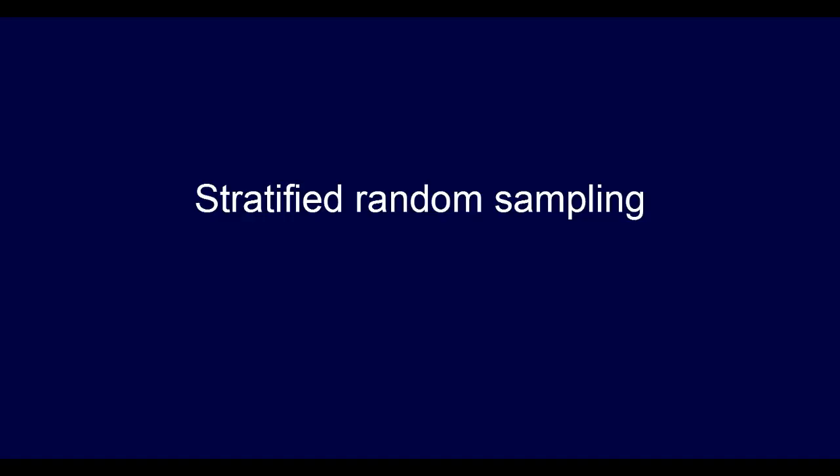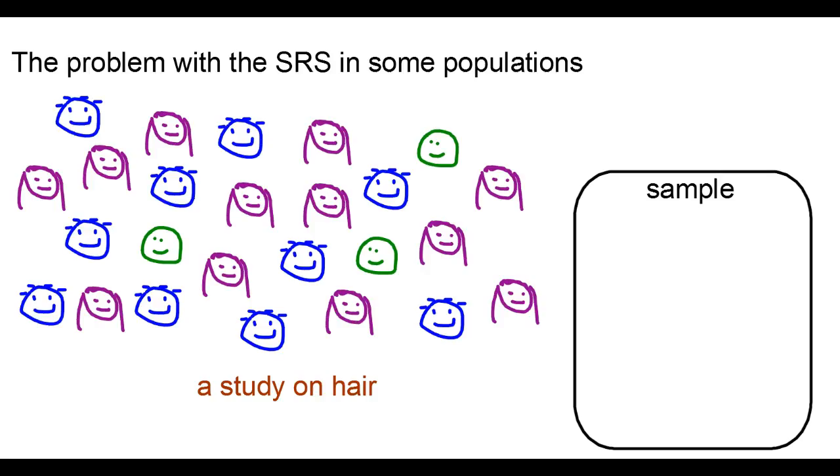Moving on to some other techniques, a common one is called a stratified random sample. Imagine that you have a population where you have a small number of certain types of people. In this case, we're doing a study on hair, and we have a small number of people who have no hair at all in the study.